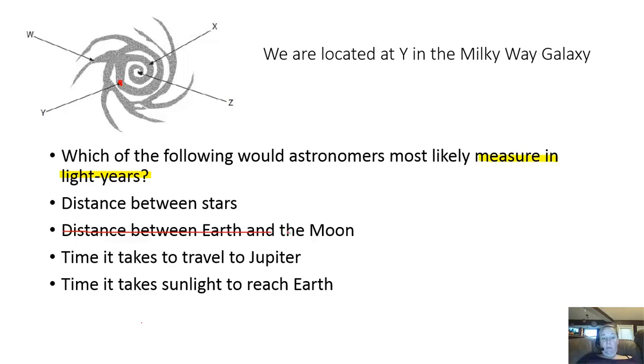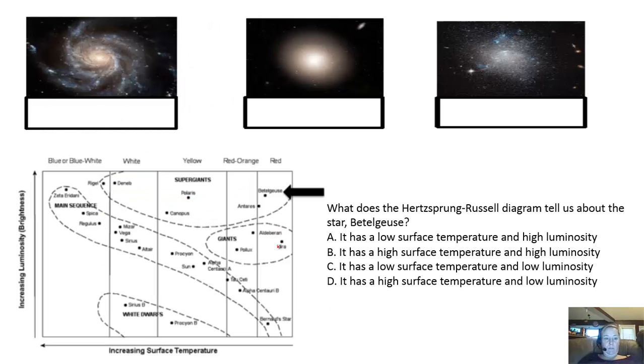So between the Earth and the Moon, no, that's about 250,000 miles. We don't have to use light years to do that. The time it takes to travel to Jupiter, we can still use miles. The time it takes sunlight to reach Earth, well, it takes 8 minutes for the sunlight to reach Earth. We're going to use light years to measure distance between stars, between galaxies, because they're so far away.